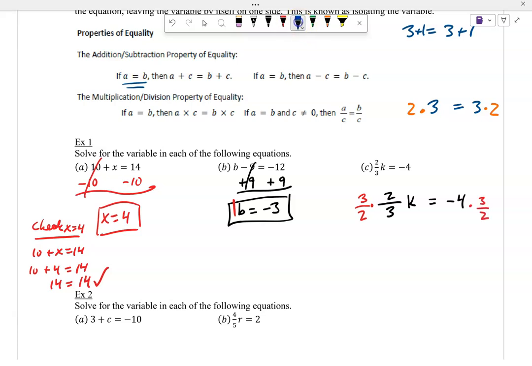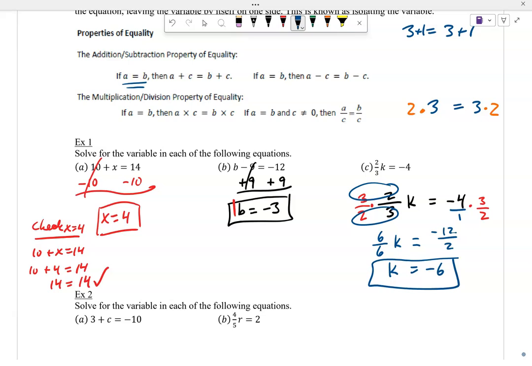But see how I would have 6 over 6? 3 times 2, I'd have 6 over 6k. I'd have 1k. So that's why we multiply by the reciprocal. We got a fraction right there. We go ahead and multiply 3 halves to the other side. So I got negative 4 times 3 is a negative 12. 1 times 2 is a 2. Negative 12 divided by 2 is negative 6.